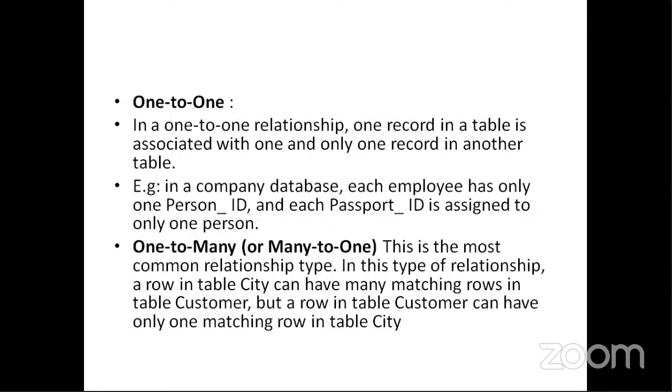First, we will see the one-to-one relation. In a one-to-one relationship, one record in a table is associated with one and only one record in another table. Example: in a company database, each employee has only one passport ID and each passport ID is assigned to only one person.